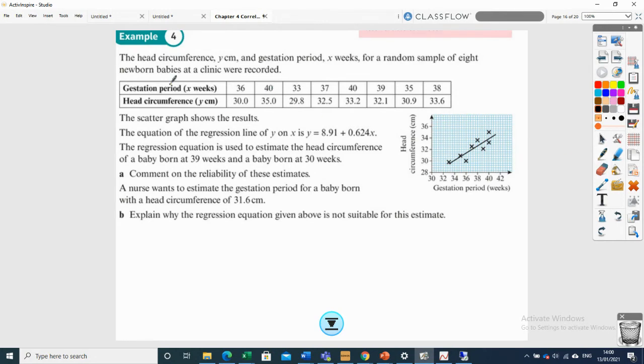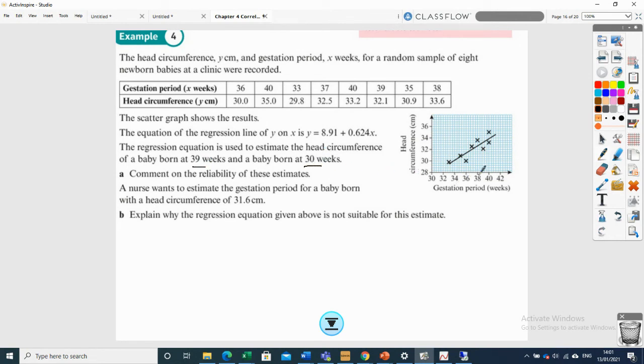So in this data here, we have the head circumference y on the bottom row and the gestation period of the baby x on the top row. Okay, so this is taking the head circumference when the baby is born and looking at the gestation period, how long. So the scatter graph shows the results. Here, the equation of the line is this, 8.91 plus 0.624x. The regression equation is used to estimate the head circumference of a baby born at 39 weeks and a baby born at 30 weeks.